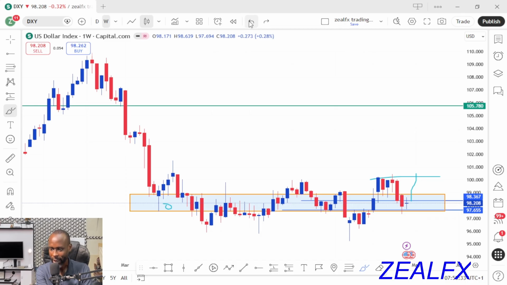So we can't sell from a support level. That would be a totally wrong decision. Selling from a support level can also lead to loss on your account.